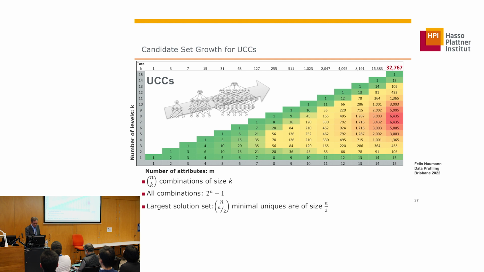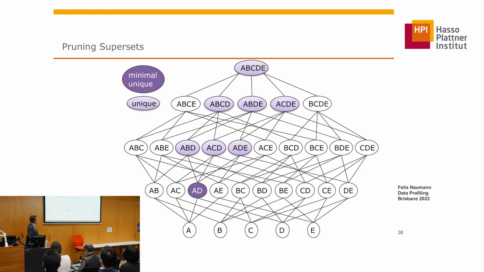I've already shown you this type of lattice. So here's this lattice again with 5 columns, A, B, C, D, E, and then column combinations of size 2, 3, et cetera. Now, of course, the big trick here is pruning. You don't want to check every candidate. If you find A is not unique, but AD is unique, then all supersets of AD you don't need to check anymore because they are not minimal, okay? That's already kind of the whole trick here. We're pruning a lot of the search space.